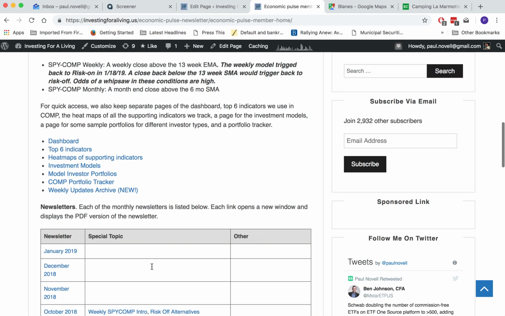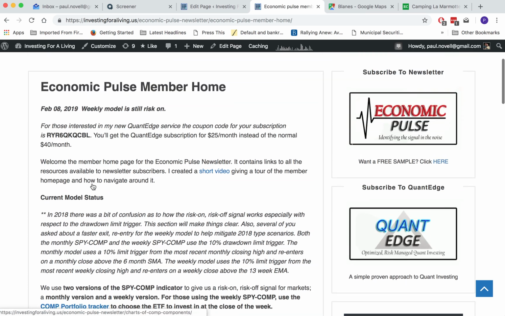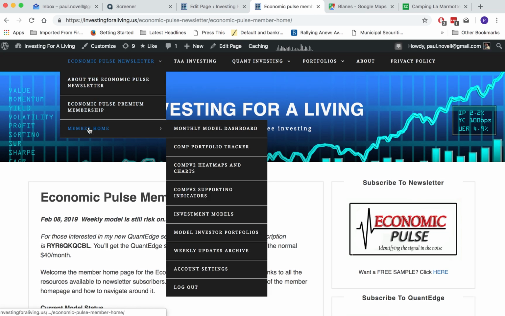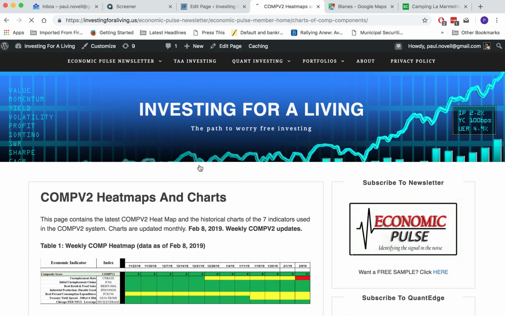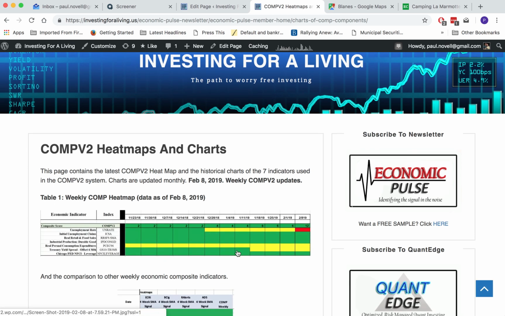So that's the main member homepage, and then there are a lot of details. For example, I usually use the main menu up here; it's just easier. But for example, if you want to see the details behind the model, I keep that on the heat maps and charts. This is also updated once a week, and I keep the heat map of the weekly model.